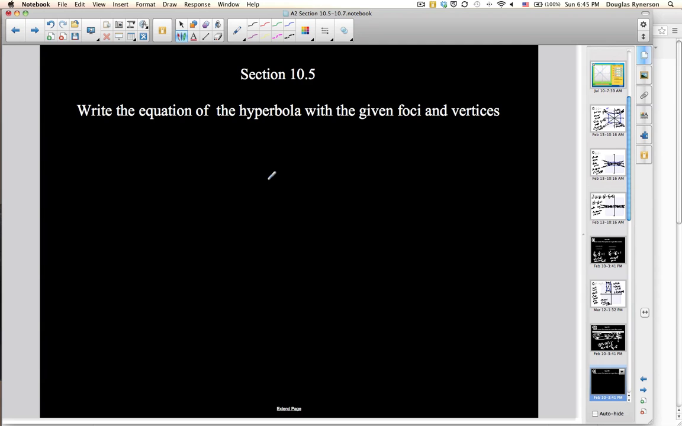That concludes section 10.5, graphing hyperbolas.